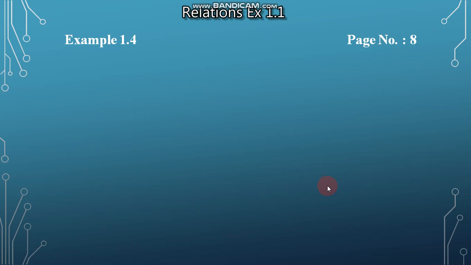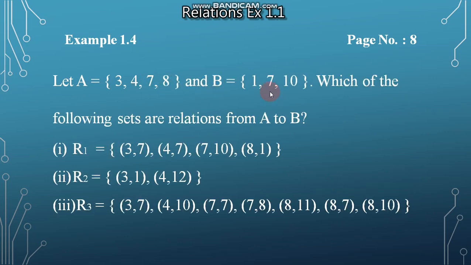Now we are going to see example 1.4. It is on page number 8. Let A is equal to {3, 4, 7, 8} and B is equal to {1, 7, 10}. Which of the following sets are relations from A to B? Here the first subdivision is R1 is equal to {(3, 7), (4, 7), (7, 10), (8, 1)}, and R2 is equal to {(3, 1), (4, 12)}, and R3 is given as {(3, 7), (4, 10), (7, 7), (7, 8), (8, 11), (8, 7), (8, 10)}.